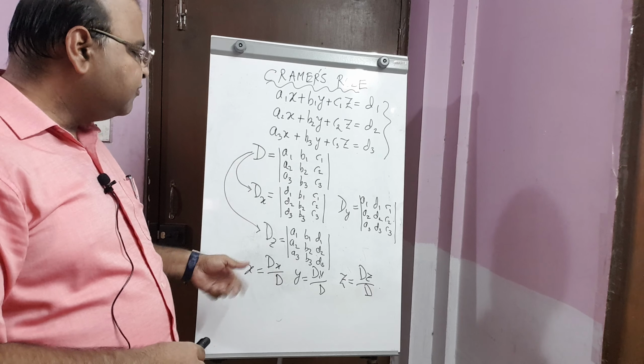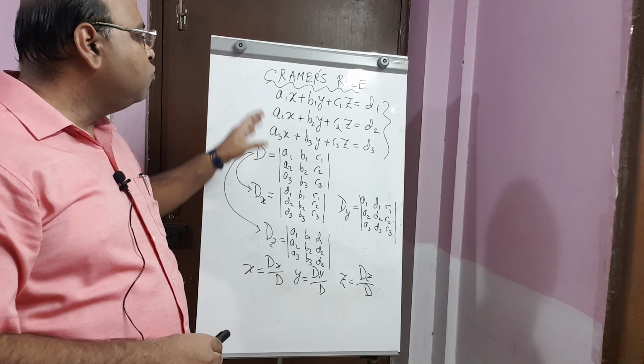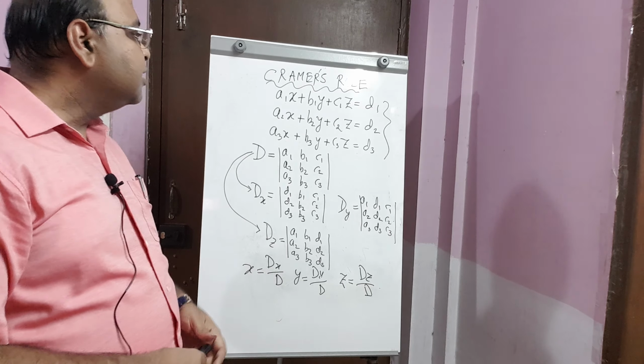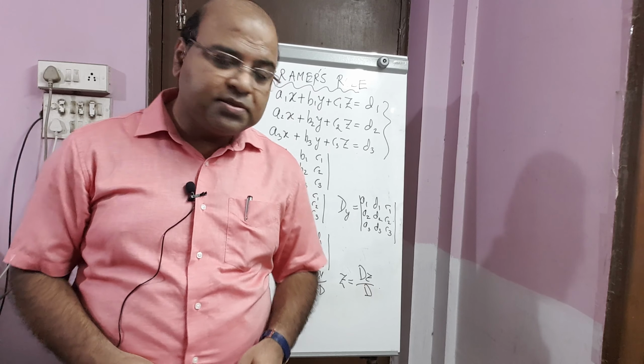So this is how to solve a linear system involving 2 and 3 variables using Cramer's rule. I hope the solution is clear to you.